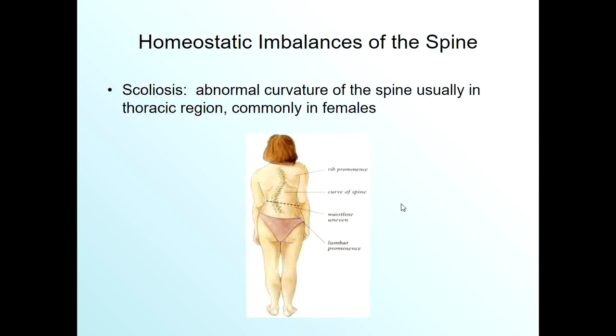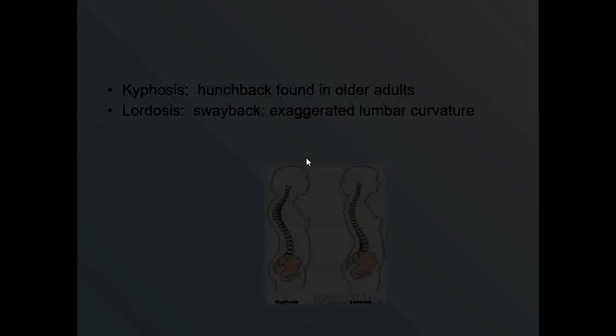So there are a few homeostatic imbalances of the spine. One is known as scoliosis. Scoliosis is an abnormal curvature of the spine in the thoracic region. So here in this region is where you see this abnormal curvature. It's commonly found in females, not quite as common in males, but that doesn't mean a male can't have it. It causes pressure on one side of the spine, and sometimes it will cause the hips to be a different height and the shoulders a different height. And if the curvature becomes too great, they will go in and do surgery to straighten the spine.